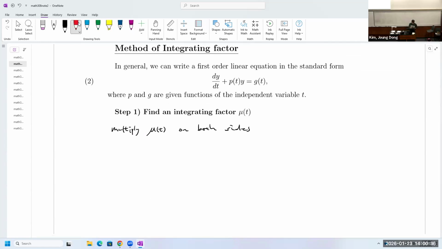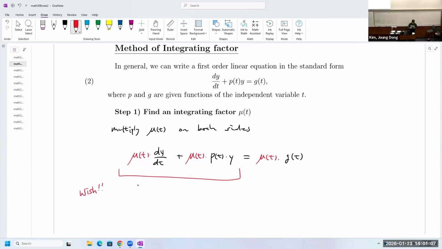What happened? First of all, mu(t) times dy/dt plus mu(t) times p(t) y is equal to, whenever you multiply, you have to do it on both sides at the same time. Now, look at your left-hand side. I wish my left-hand side is product form. What is that? Which is u v prime plus u prime v form.